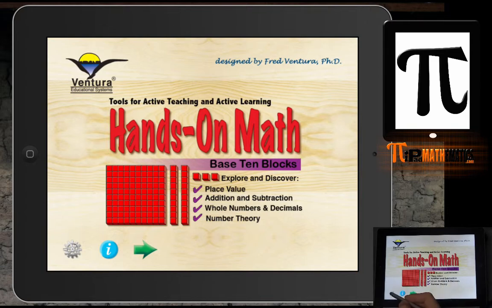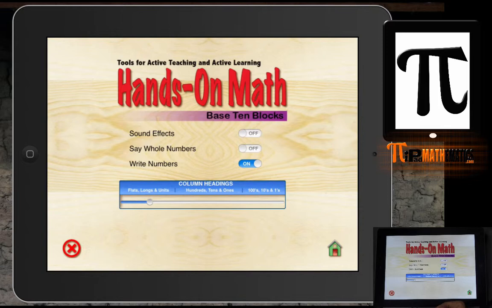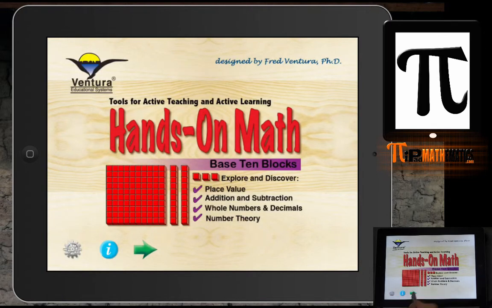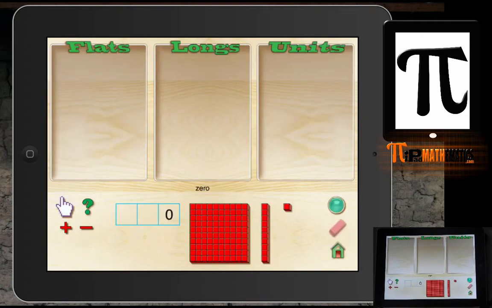Once you get into this base 10 blocks app, you can go to your systems and then you can do sound effects, turn them on, say whole numbers, write numbers, and so forth. Then you hit the green arrow when you are ready to start exploring the app.